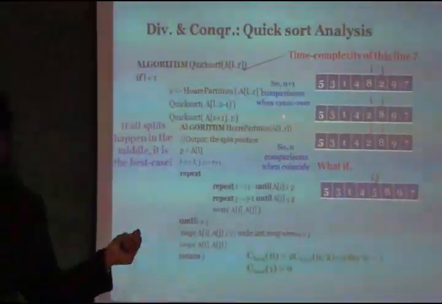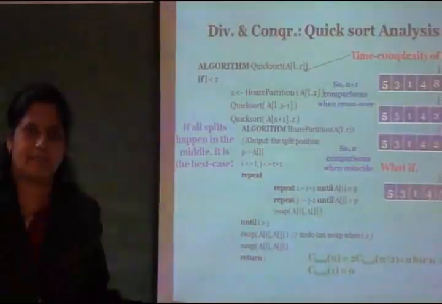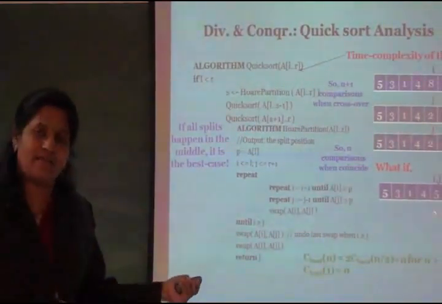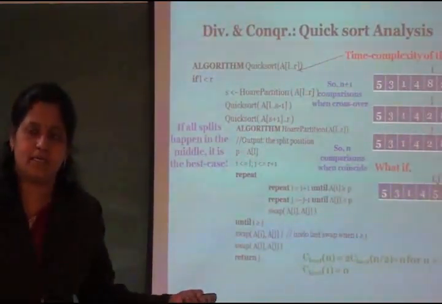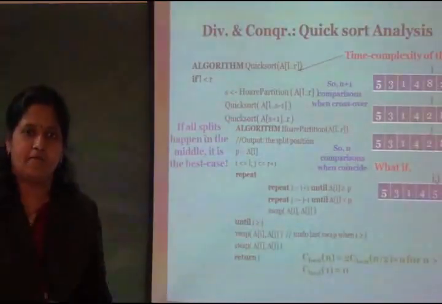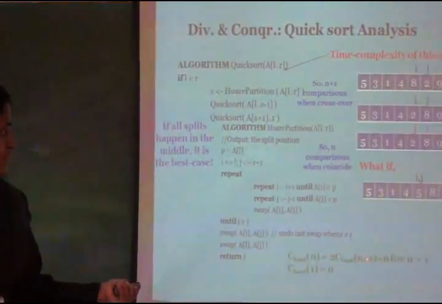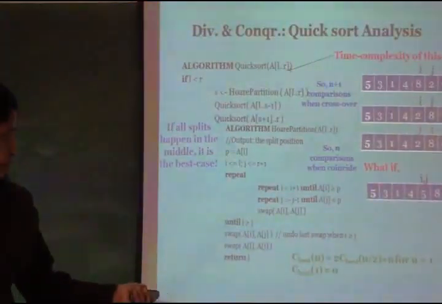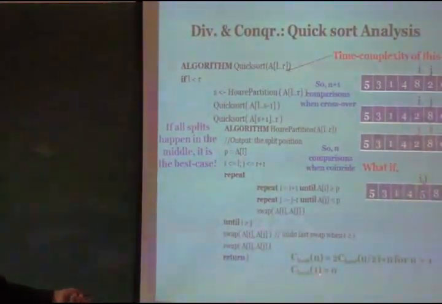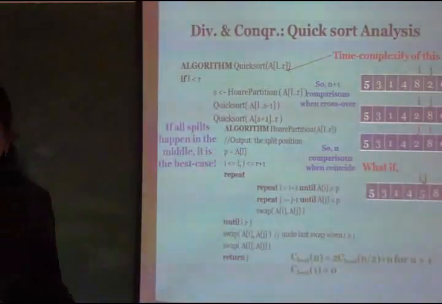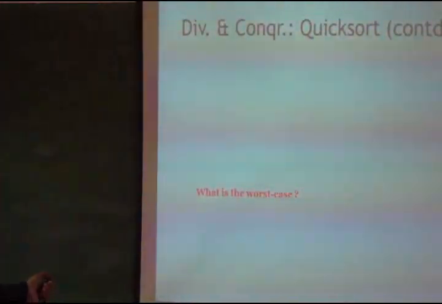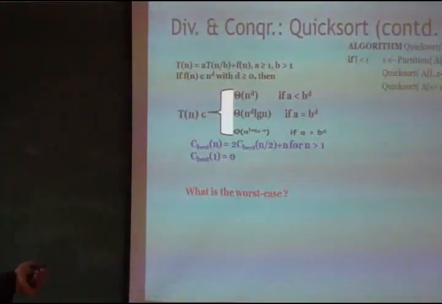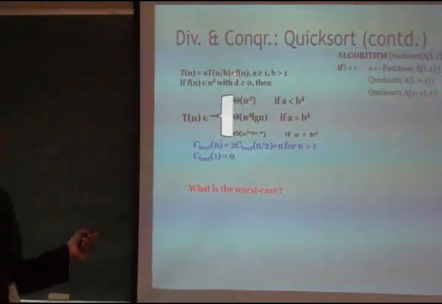Whatever the master theorem says, the same thing is applied here. We have T of n equals a T of n by b plus f of n, the same thing: C best of n equals 2 C best of n by 2 plus n for n greater than 1. If n is not greater than 1, the best case is 0 time, there is no comparison happening. Then what is the worst case? The same formula we can apply.